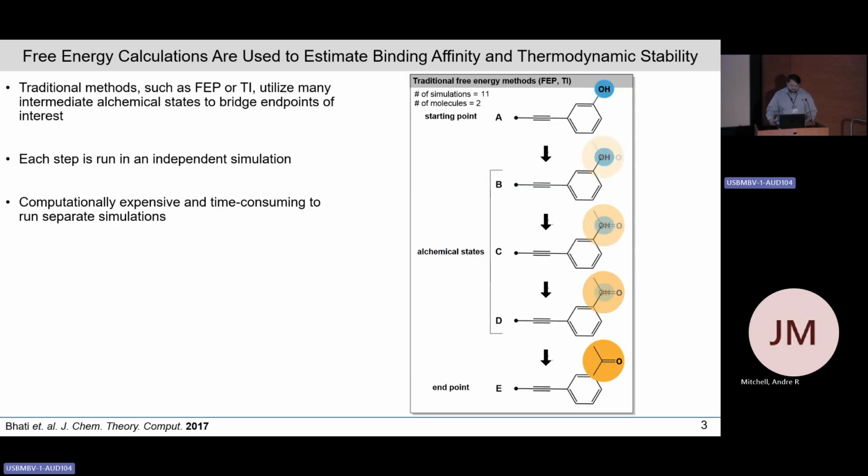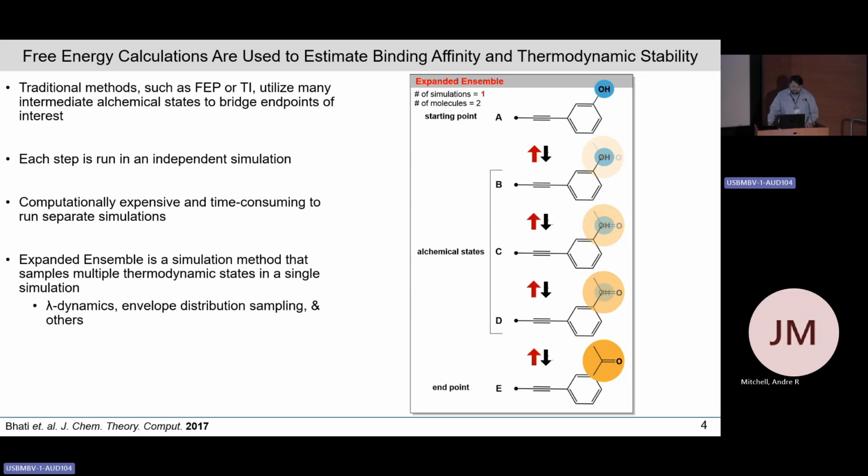And so traditional methods in this area, such as FEP or TI, utilize many intermediate alchemical states to bridge the endpoints of interest. And each of these states is run as an independent simulation. I think I only have 4 of them up here, but typically for a small molecule we're looking at more like 11 lambda windows, and each of those is going to be a separate simulation.